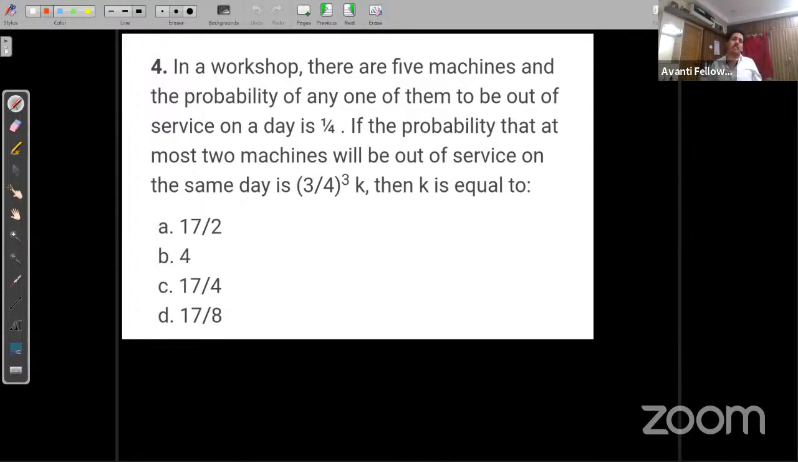Now comes the probability question. In the full syllabus test we have solved the same kind of question, at most one machine, I think. There are 5 machines, and the probability of any one of them to be out of service is 1 by 4. So here the event of success means out of service, which is 1 by 4, so P is equal to 1 by 4. What is Q? If P is 1 by 4, then Q is 3 by 4.